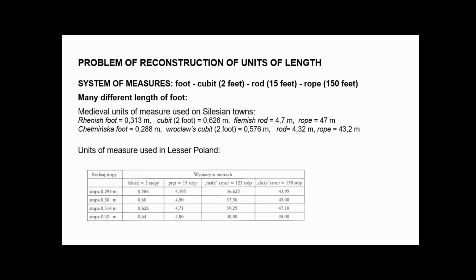And then this whole system was multiplied, and we get 2 feet as a cubit, and then a rod and a rope. So if we can establish a basic unit, we can assume what kind of system of measurements was used. And it is worth saying that in Lesser Poland, for example in Krakow, the systems were already analyzed by this modular method. Most of the towns were analyzed in this way in the 1970s.